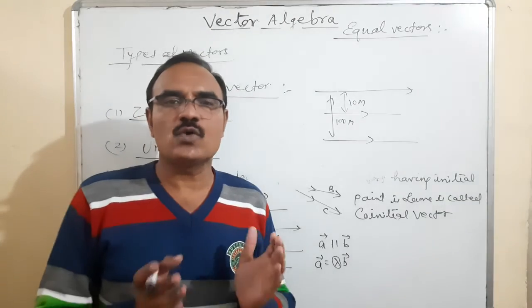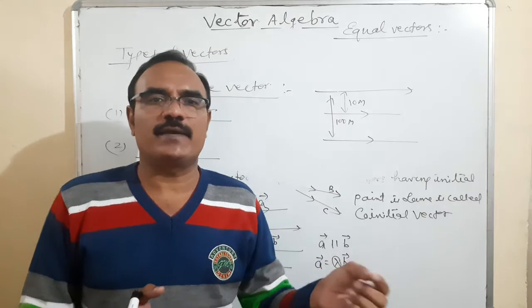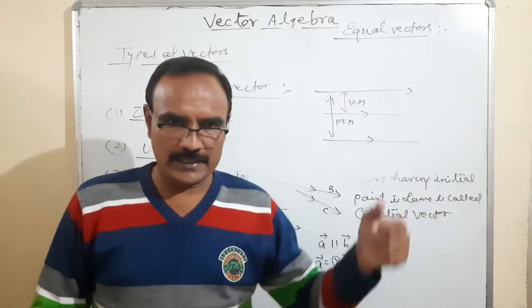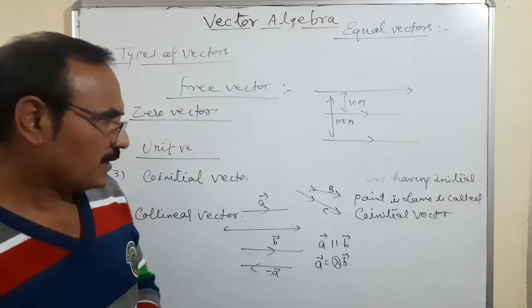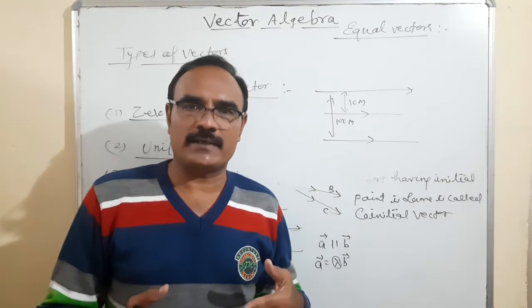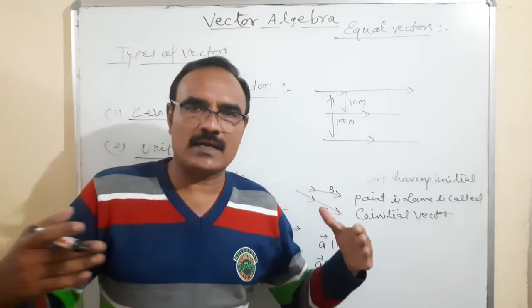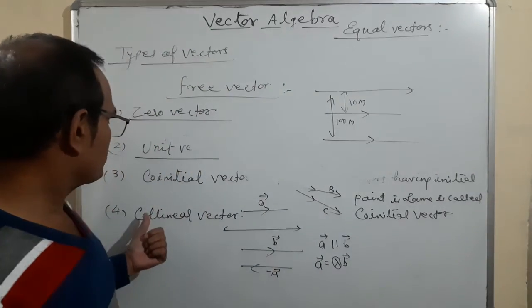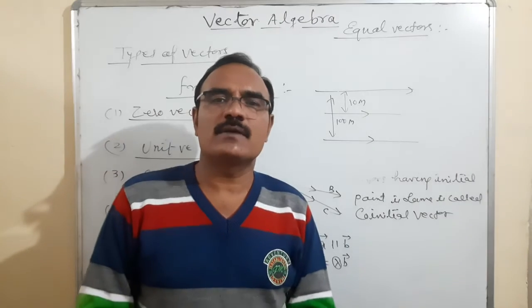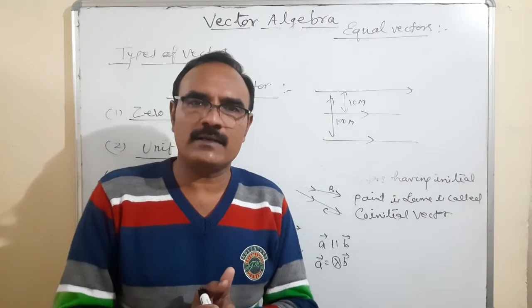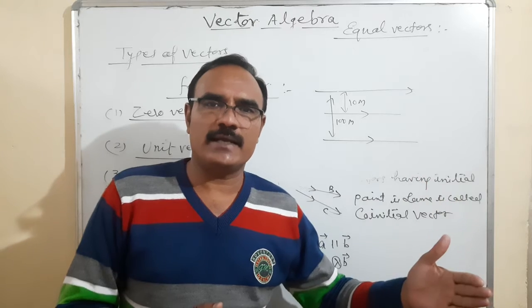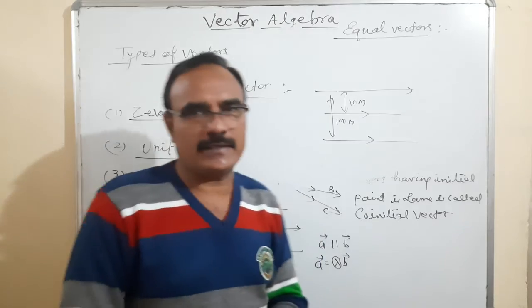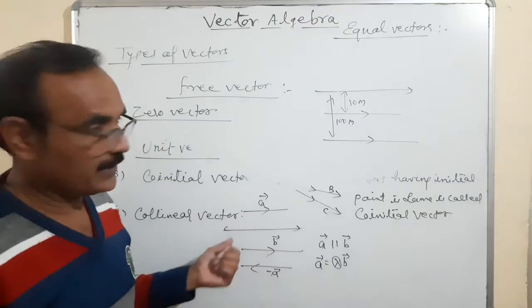Co-initial vectors: two or more vectors whose initial point is the same are called co-initial vectors. They are spreading from a point in any direction. By the way, there is also the co-terminal vector. That means vectors coming from different ways but joining at a single point are called co-terminal vectors. Next one is the collinear vector. Two or more vectors that are parallel to a given line are called collinear vectors. The directions may be different, may even be opposite.